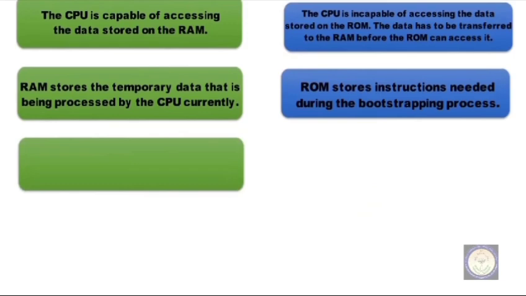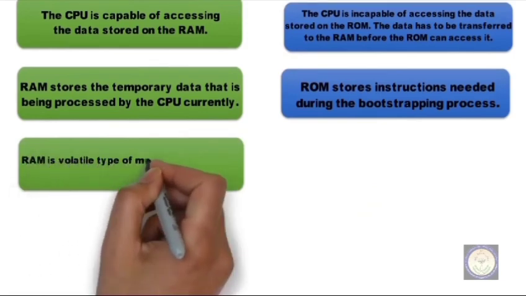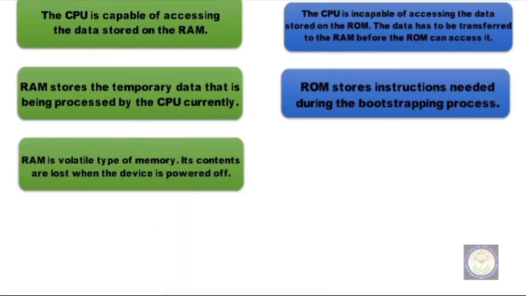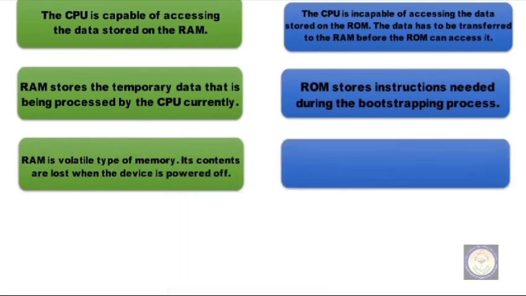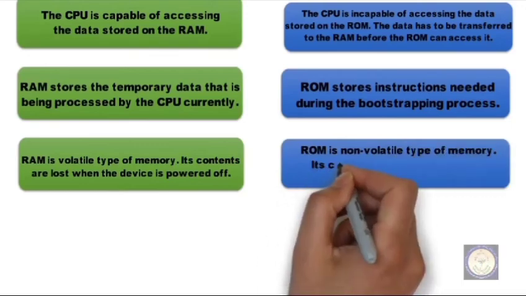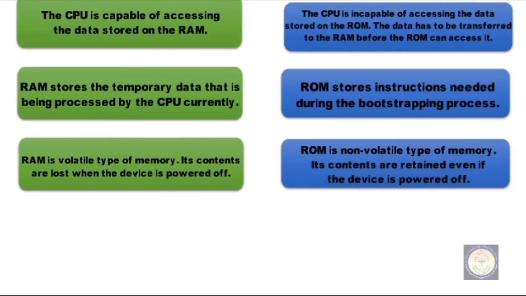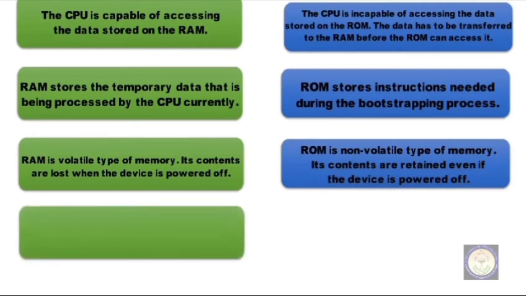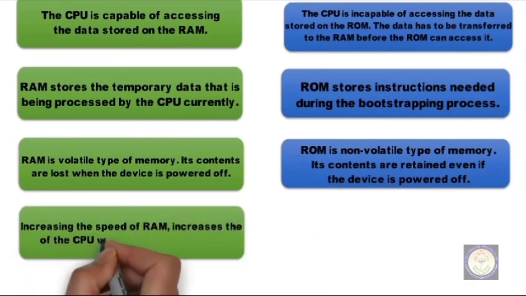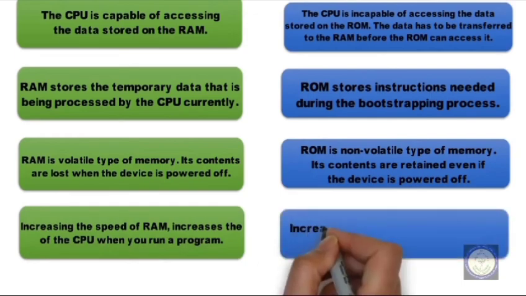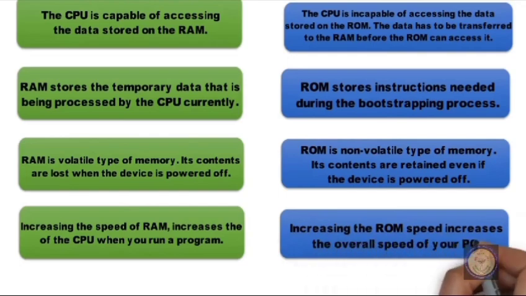In terms of volatility, RAM is a volatile type of memory. Its contents are lost when the device is powered off, while ROM is a non-volatile type of memory. Its contents remain even if the device is powered off. In terms of the effect of increasing RAM or ROM speed on a PC, increasing the speed of RAM increases the speed of the CPU when you run a program, while increasing the ROM speed increases the overall speed of your PC.